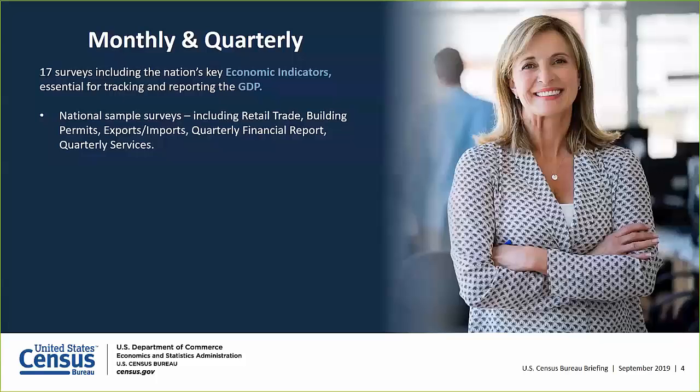So let's dive a little bit more into those monthly and quarterly surveys. We conduct 17 different surveys here at Census that are considered these economic indicator surveys. They include national sample type surveys like the monthly retail trade survey, our monthly building permit survey, and the detailed imports and exports data that we publish as part of our international trade program. We also have surveys that are done quarterly, which includes things like the quarterly financial report and our quarterly services survey.